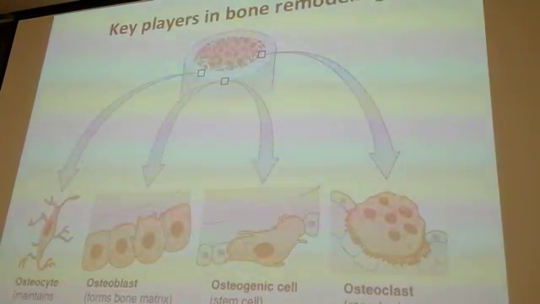And there are a few cell types, some of which came up during the lecture already, that contribute to this bone remodeling. There's an osteogenic cell, which is kind of the bone stem cell and can give rise to these various types of bone cells. There's the osteoblast. This is the main cell type that is responsive to vitamin D, the 1,25-hydroxy vitamin D, and also the main cell type that's responsive to parathyroid hormone.